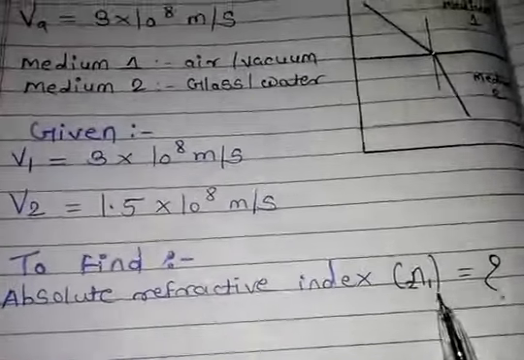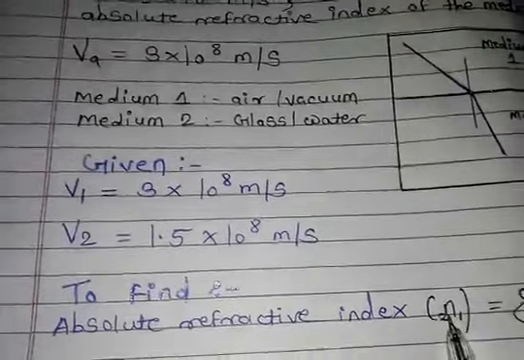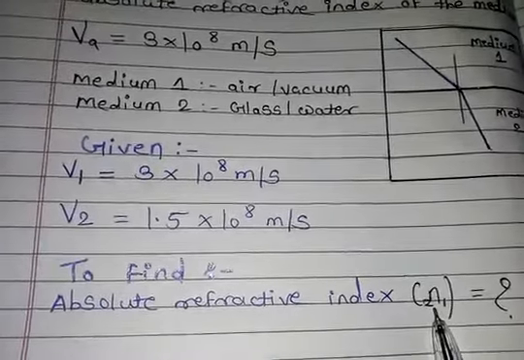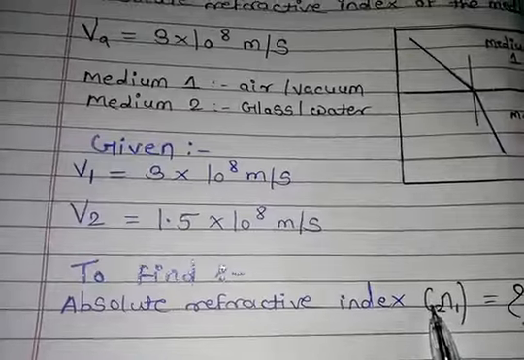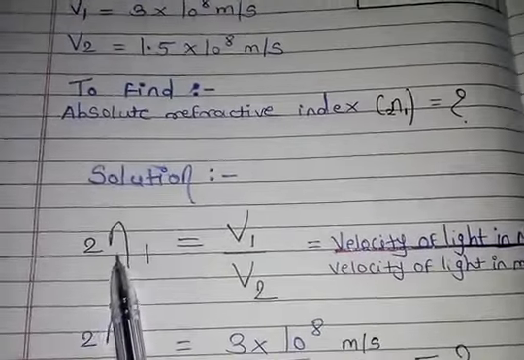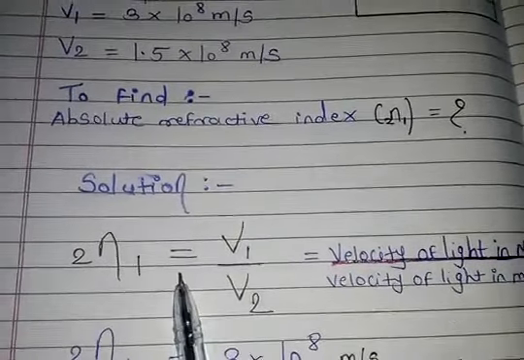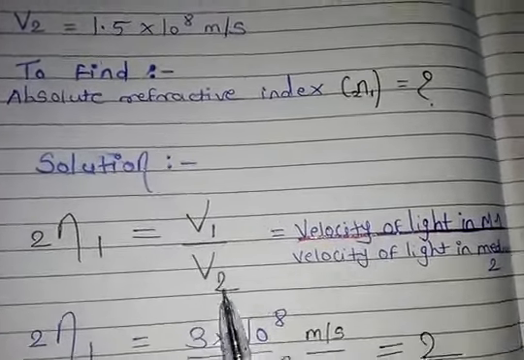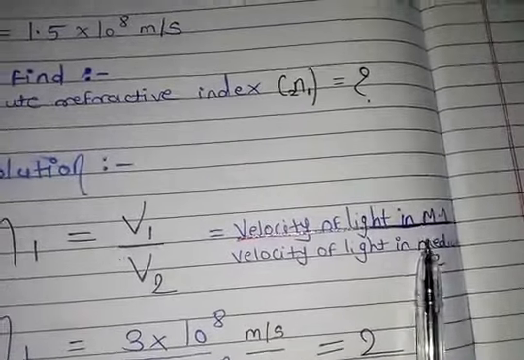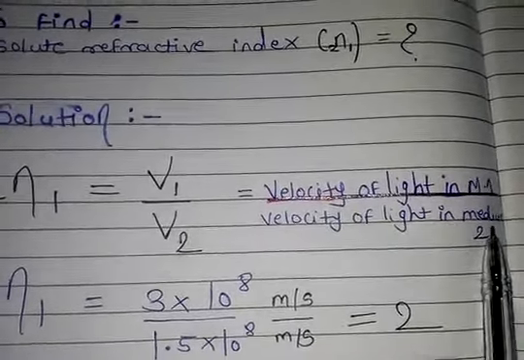What is the symbol for refractive index? That is n. So we have to find out the absolute refractive index of medium 2 with respect to medium 1. Let's come towards the solution part: the refractive index of medium 2 with respect to 1 is equal to V1 upon V2, that is the velocity of light in medium 1 divided by the velocity of light in medium 2.